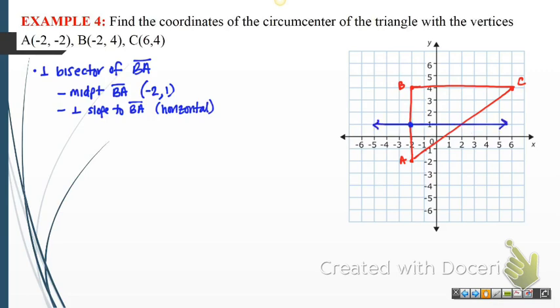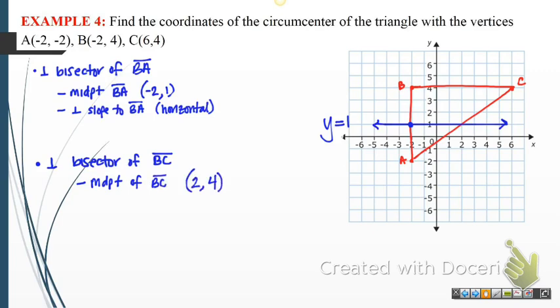Okay, so there is one of my perpendicular bisectors. I'm going to do the same thing for line BC. I'm going to find the midpoint of BC, using the slope midpoint formula. And then I'm going to find a line which is perpendicular to BC, which of course is going to be a vertical line, and that is going to be the line x equals 2.